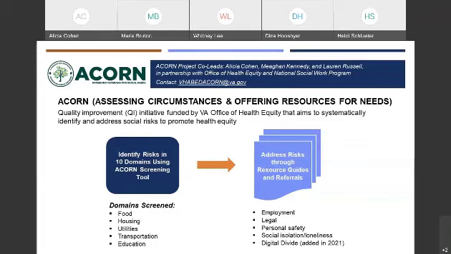ACORN systematically screens veterans for social needs within the 10 domains listed here, and provides clinical care teams with real-time information about veterans' needs, and then seeks to address identified needs by offering veterans relevant resources and referrals to VA and community services.